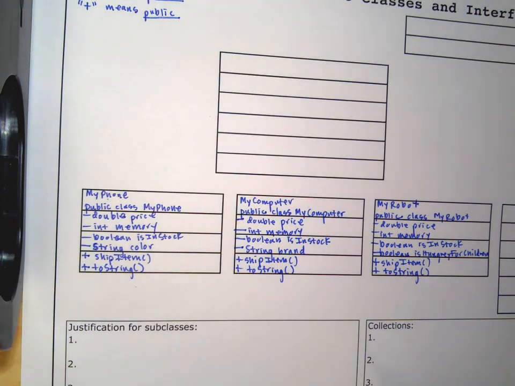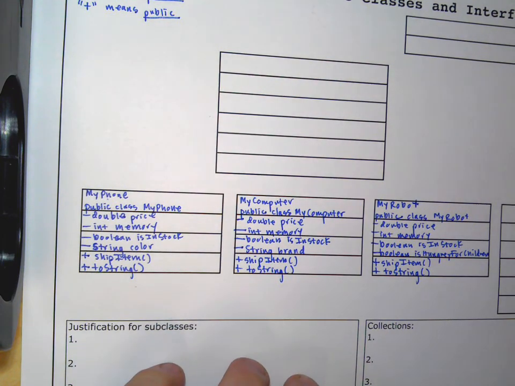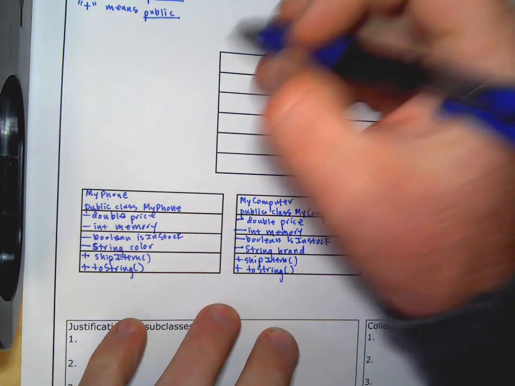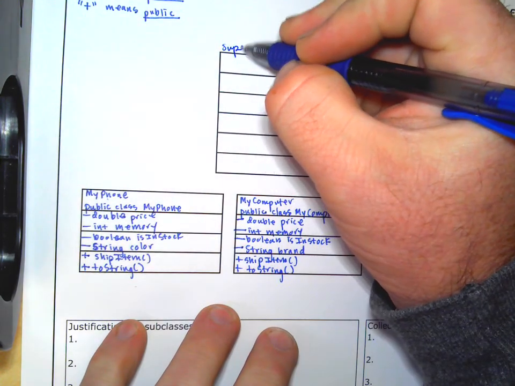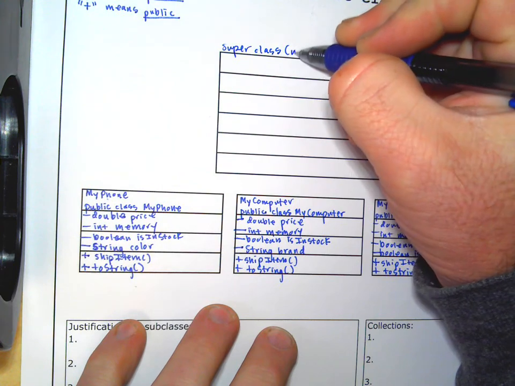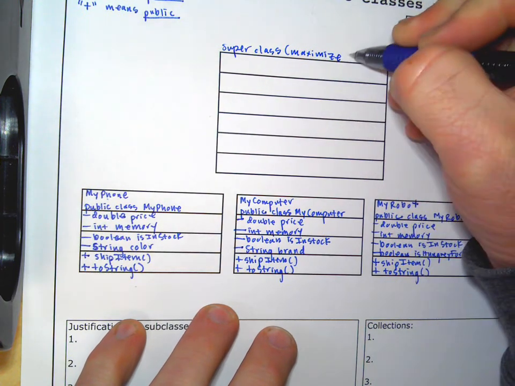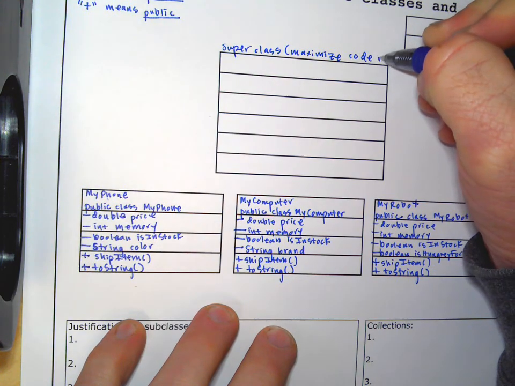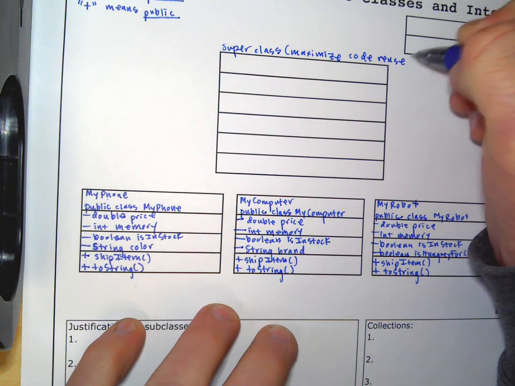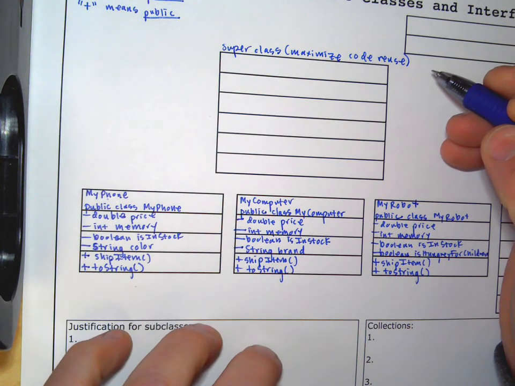So there's something called inheritance, or class hierarchy, and that's what this unit's about. We're going to create something called a superclass, and one of its motivations is to maximize code reuse. We want to reuse code. We don't want to have to redo it.